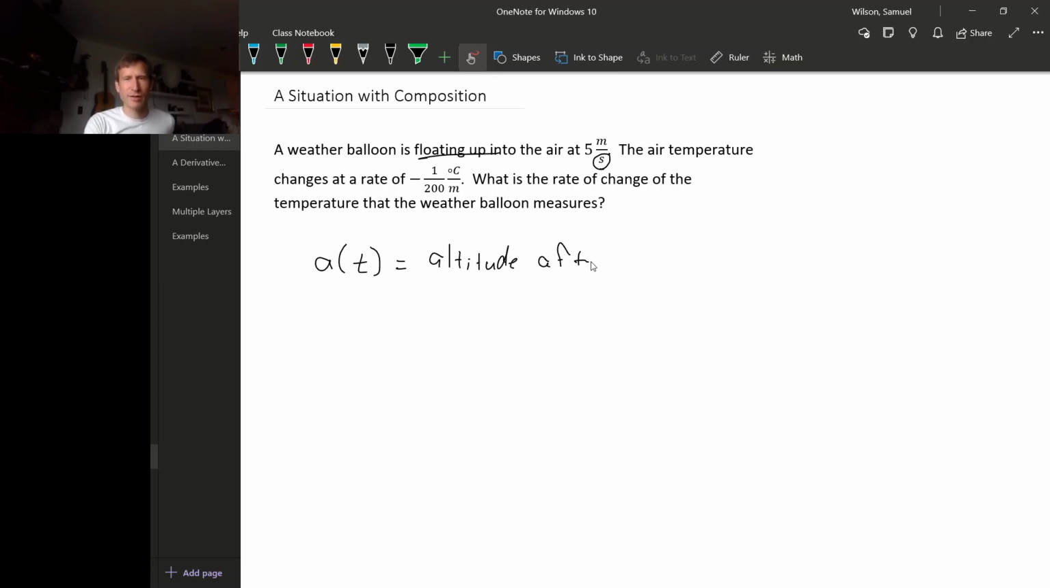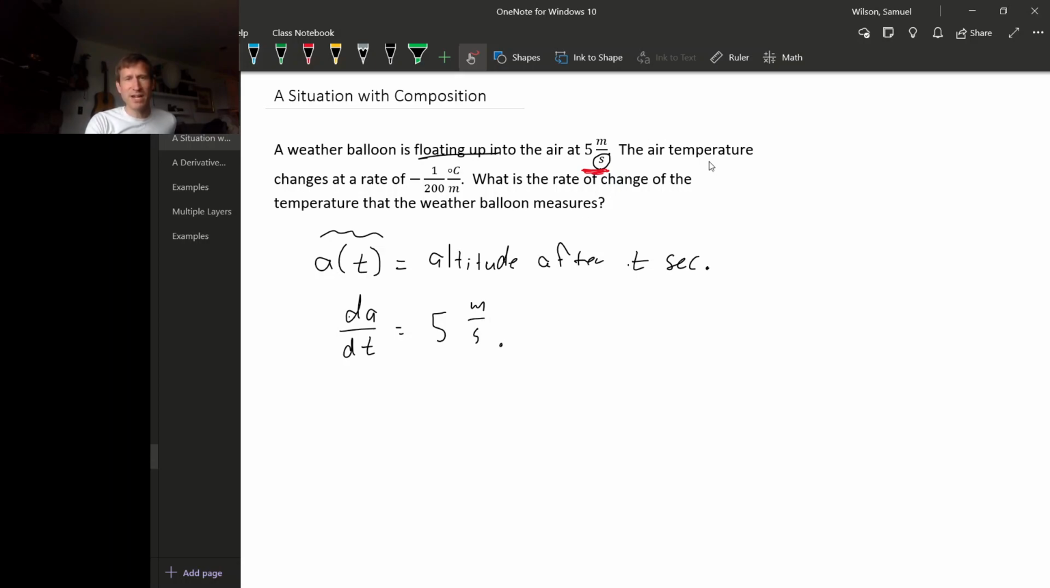So a of t will be the altitude after t seconds. And we won't worry about trying to find a formula for this function. All we really need is a name for it. So a of t is the altitude after t seconds. With that in mind, let's interpret this 5 meters per second. Well, that's the rate of change of the altitude with respect to time. So this is dA dt. So that's 5 meters per second.